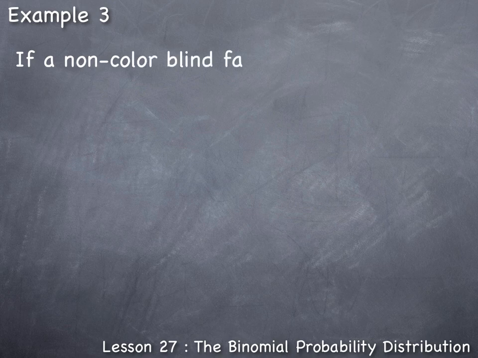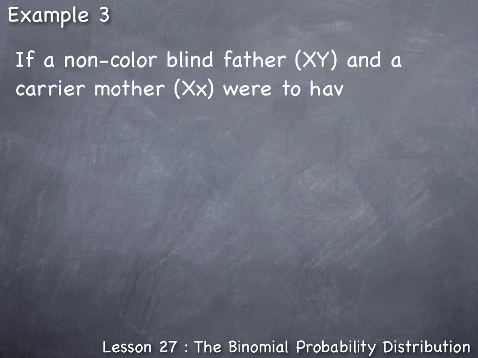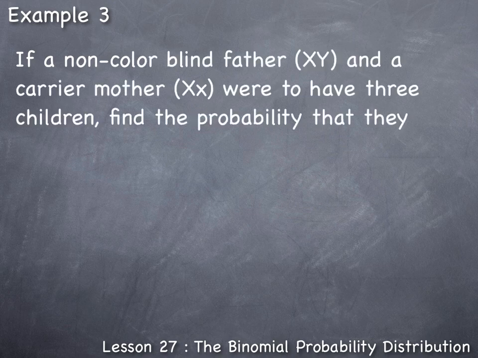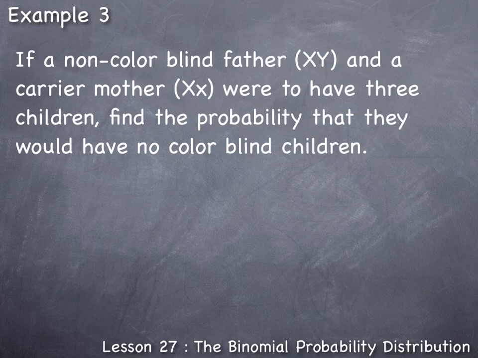So, if a non-colorblind father, which is a capital XY, and a carrier mother, capital X lowercase x, were to have 3 children, find the probability that they would have no colorblind children. So here the question is, find the probability.